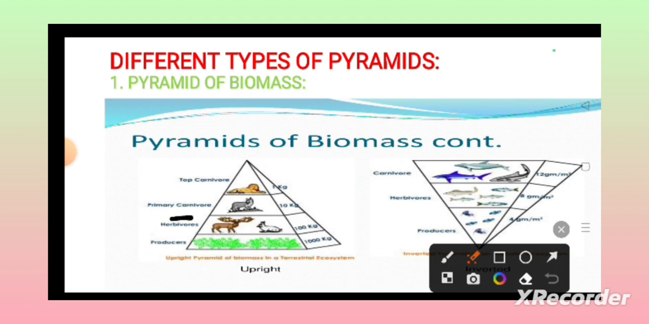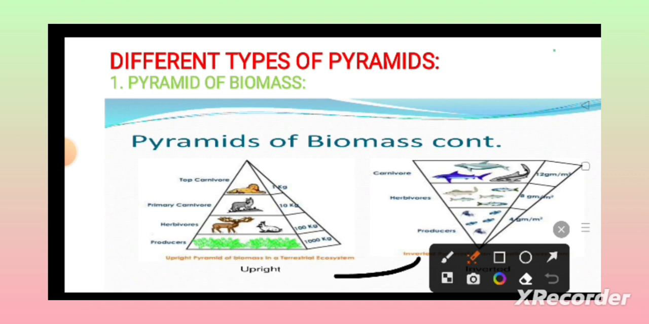After that, there are fewer herbivores that feed upon these primary producers, with less weight. After that come the carnivores, which are very low in biomass. Then one or two top carnivores like a lion or tiger occupy the apex level, with even less biomass. So it shows an upright pyramid, that means it is upright in nature, with primary producers, herbivores, primary carnivores, and top carnivores.